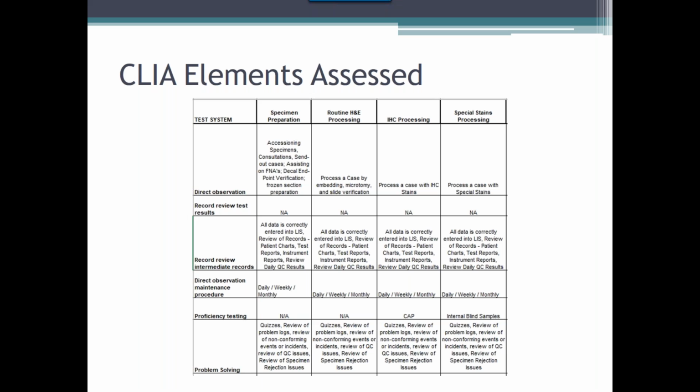How this is performed definitely differs among organizations. Many organizations have electronic documentation of competency. Some do it all on paper, and some do a hybrid. It really doesn't matter how you do it, just that all the required elements are present.